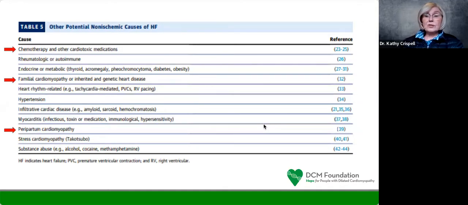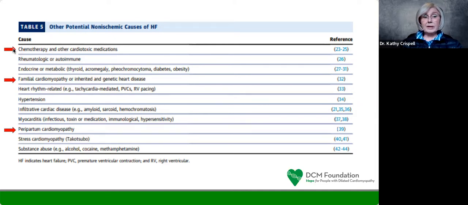Now, this slide shows some of those less common causes. So under the big bucket of non-ischemic cardiomyopathy, many of these fall into that 10% category. Now, there is a caveat here, and I put red arrows here because some of these diseases that are on this slide actually are genetic in origin, and we know that. So like familial cardiomyopathy or inherited genetic heart disease, obviously that's genetic. Peripartum cardiomyopathy, we know now that many cases of peripartum cardiomyopathy are actually genetic in origin.